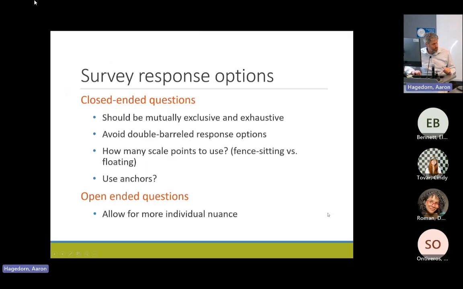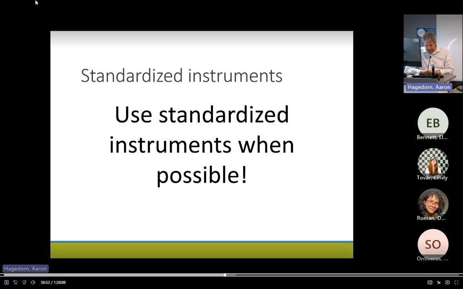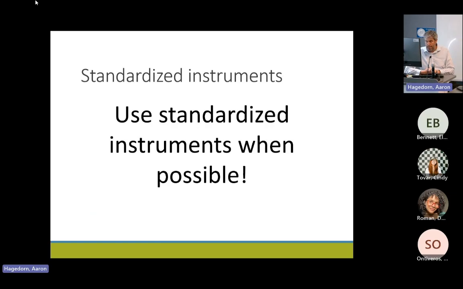Open-ended questions allow for more individual nuance, more individual variability, but it doesn't always give you usable results. But sometimes we'll sprinkle in a few to make that possible. Standardized instruments means we're using closed-ended questions and scales like the depression scale, the PHQ-9, things like that. Whenever possible, that allows us to compare your data to what other studies have found.